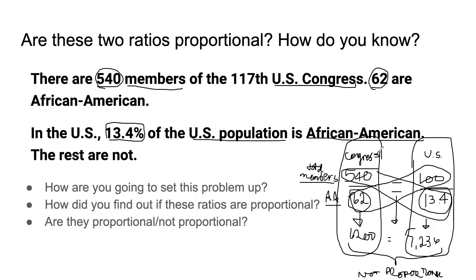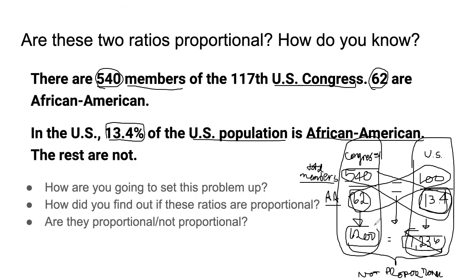That's not good, because what you want to see in Congress is the same exact percentage of African Americans as in the US. That would mean that everybody's being treated equally, with the same exact amount of representation. Congress is supposed to represent the US. So if about 13.4% of people in the US are African American, then 13.4% of Congress should be African American. It needs to be the exact same, but clearly it doesn't, because they're not equal ratios. They're not equal fractions.